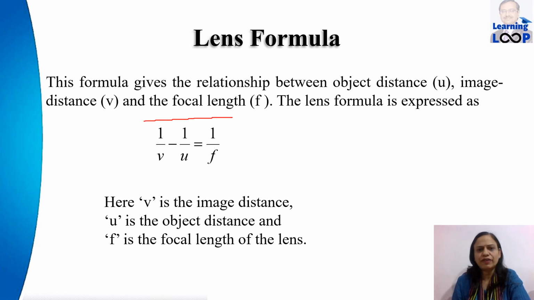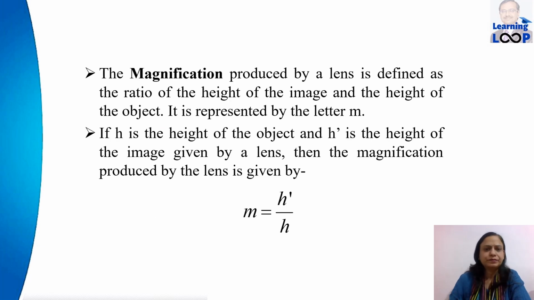There's only a difference of one sign between the mirror formula and the lens formula. In case of mirror formula, it was 1 upon V plus 1 upon U, but in case of a lens formula, it is 1 upon V minus 1 upon U. So please keep that in mind.